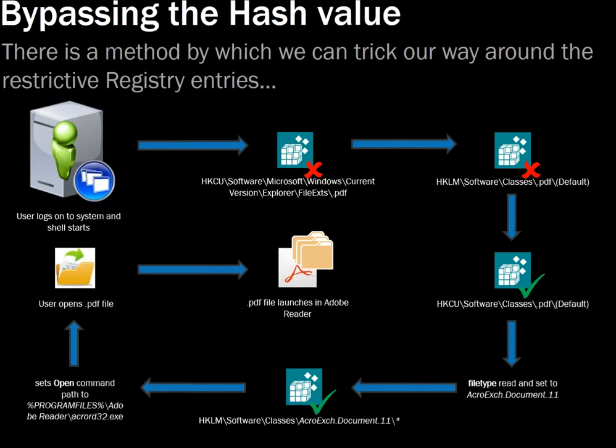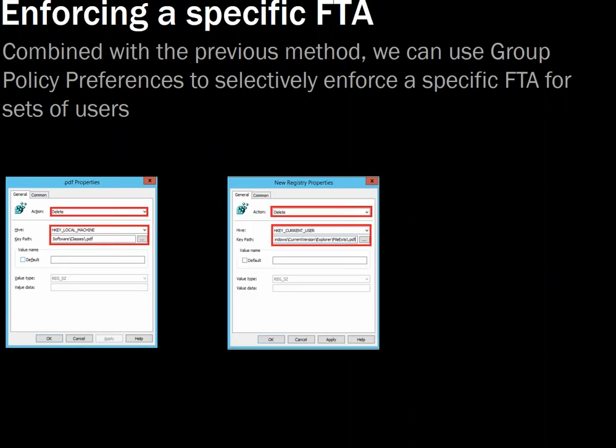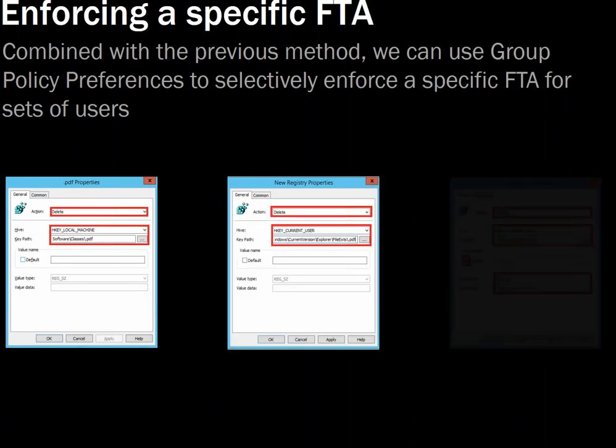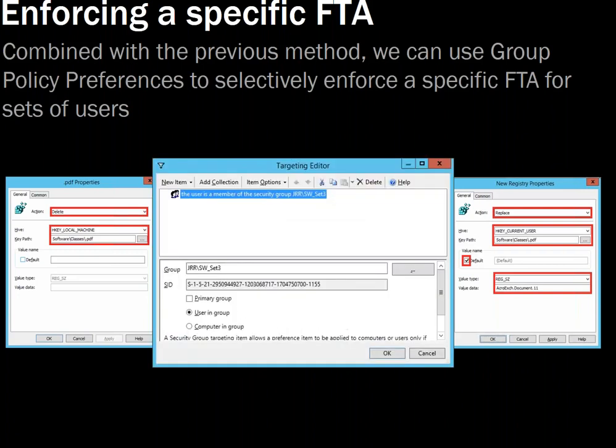So once you've got that in your head, what you can do is enforce a specific FTA by using group policy preferences. So what you do is you set up a delete action. I don't know why I'm pointing at the screen here because obviously none of you can see it. You set up a delete action for that HK local machine software classes entry for PDFs. You set up a delete action for the HK current user defined one. And you set up a replace action for the HK current user software classes one to set the right file type. And then because it's group policy preferences, we can target this to specific groups, which is all really cool. So now we have a way to enforce specific preferences for sets of users.